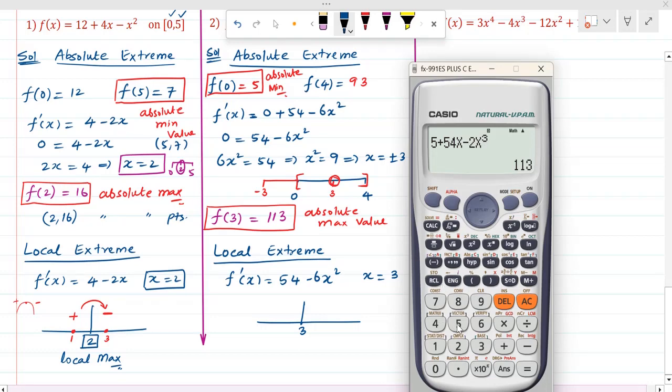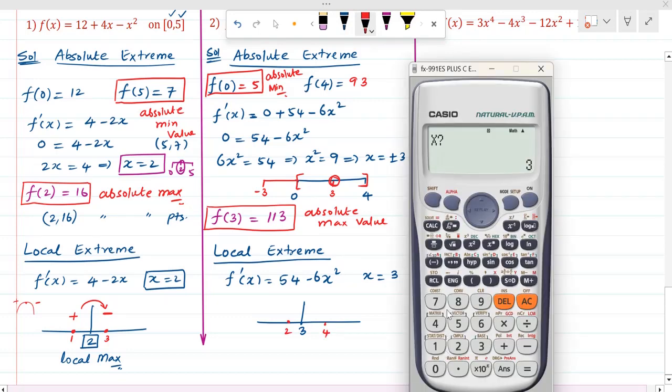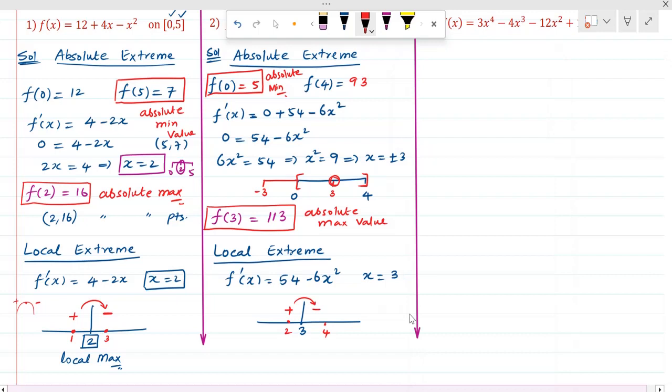Now I have to fix the function, the f prime, not f. So it is 54 minus 6x square, cal c. Give the neighboring points. What are the neighboring points here? Here you will have 2, here you will have 4. I just press 2 and check the sign, it is plus. And here cal c, give 4, equal, it is minus. Whenever it is plus to minus, it is increasing then decreasing, so it is a maximum. Therefore this point is a local maximum.